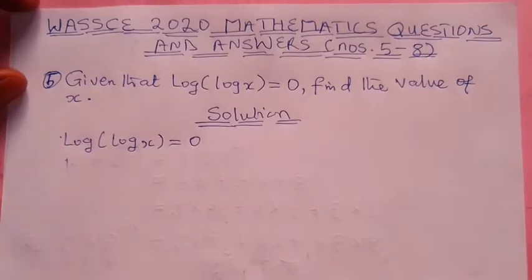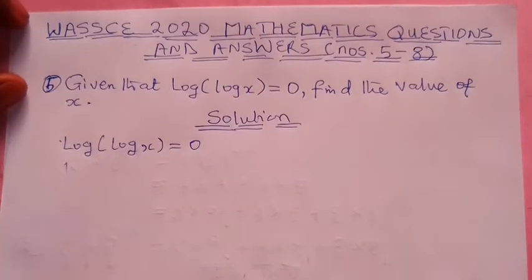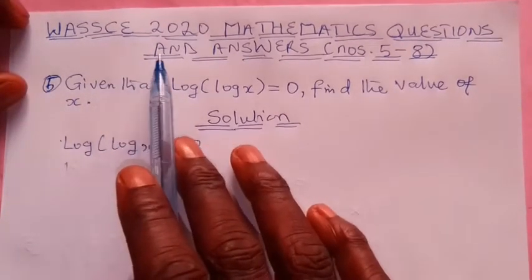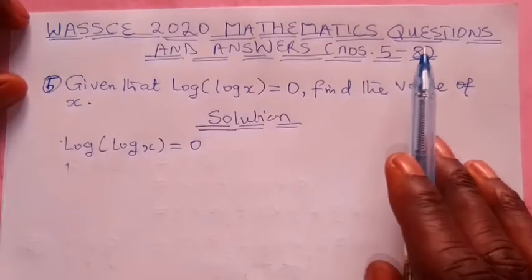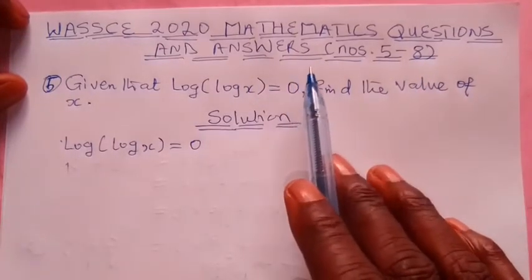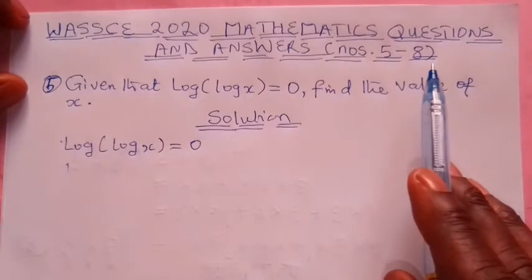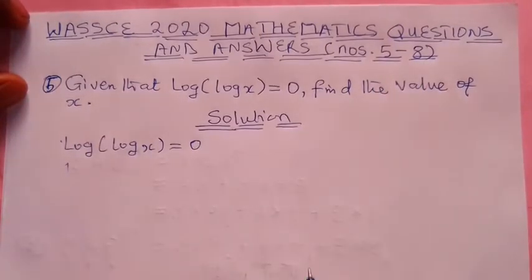Now we are going to continue from where we stopped in our previous lesson. And in this lesson, we are still continuing with WASSCE 2020 mathematics questions and answers. We shall be considering 4 questions, that is numbers 5 to 8. Now let us start with the first question displayed on the screen.